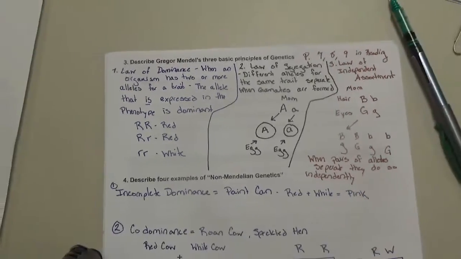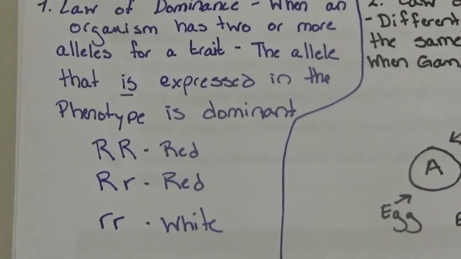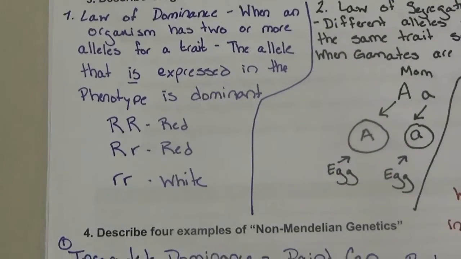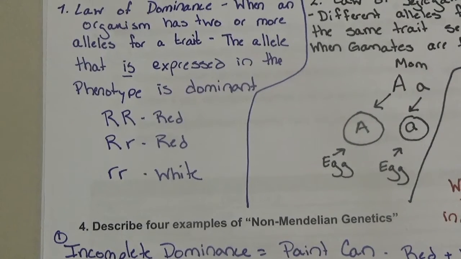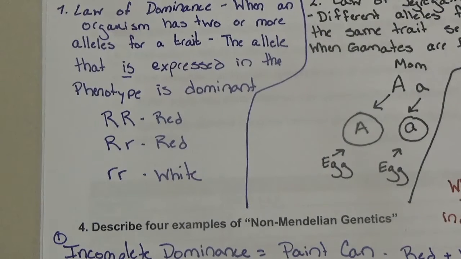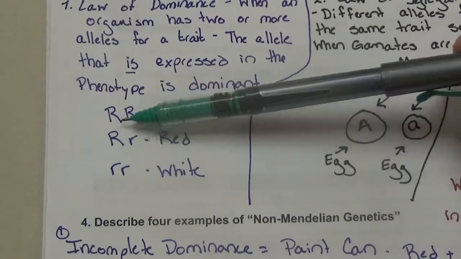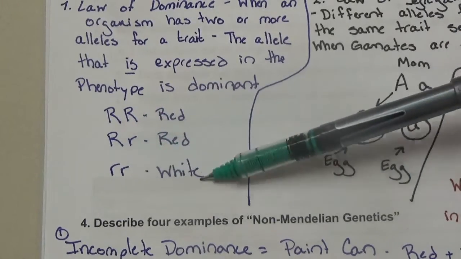All right, describe Mendel's 3 basic principles of genetics. We already kind of did with the law of dominance. When an organism has 2 or more alleles for a trait, the allele that is expressed in the phenotype is the dominant allele. So in this example, big R is red, big R is red, little r would be white.